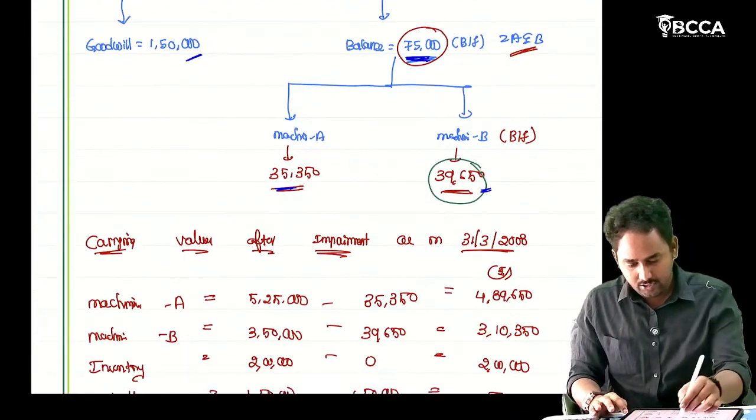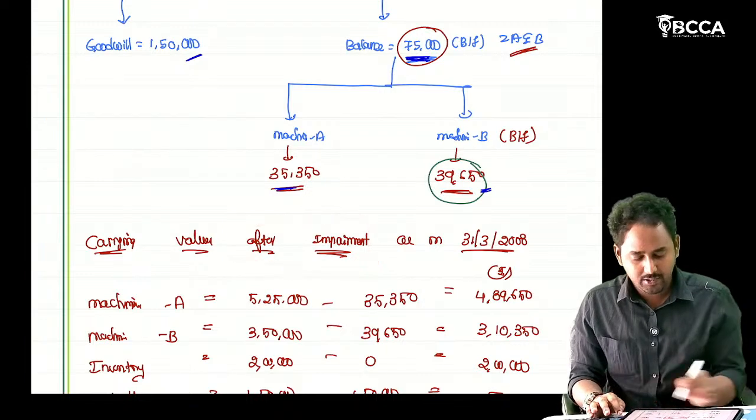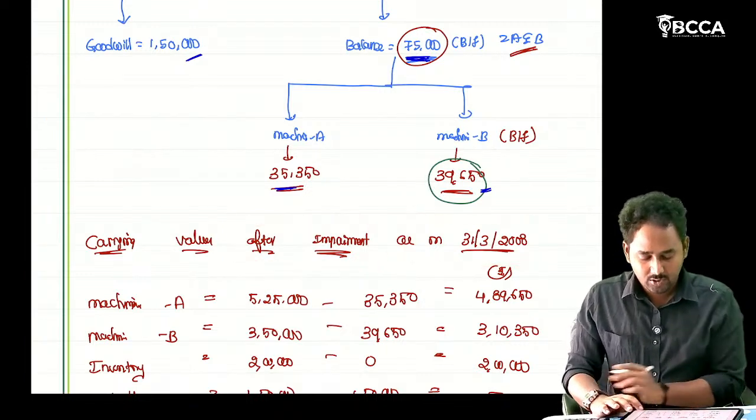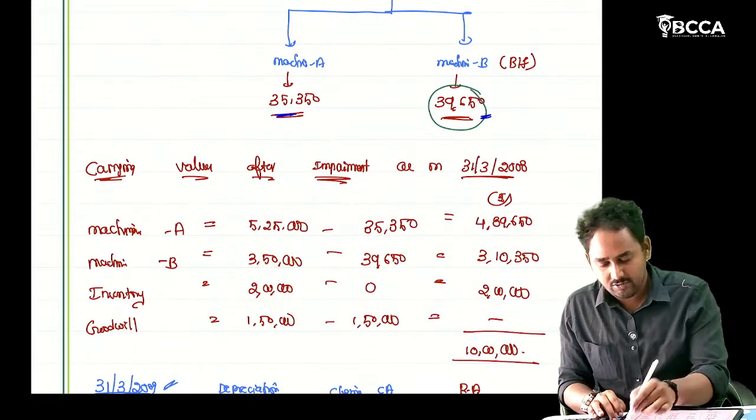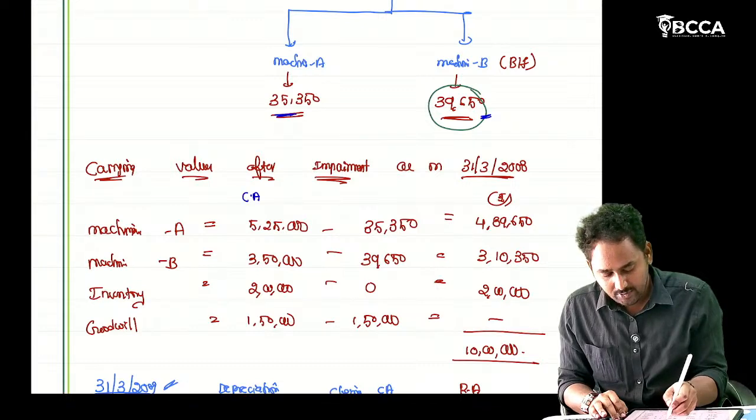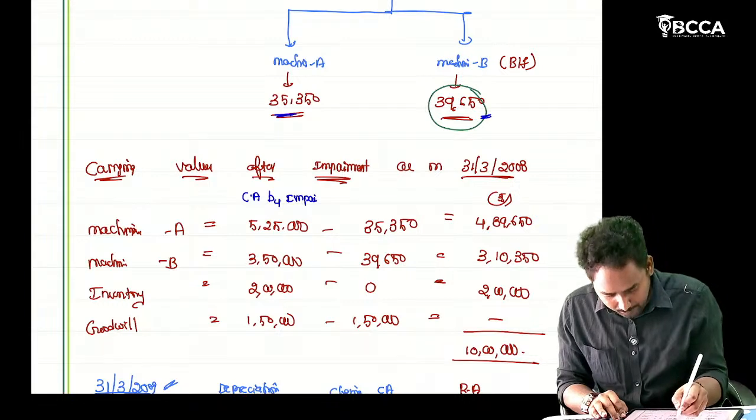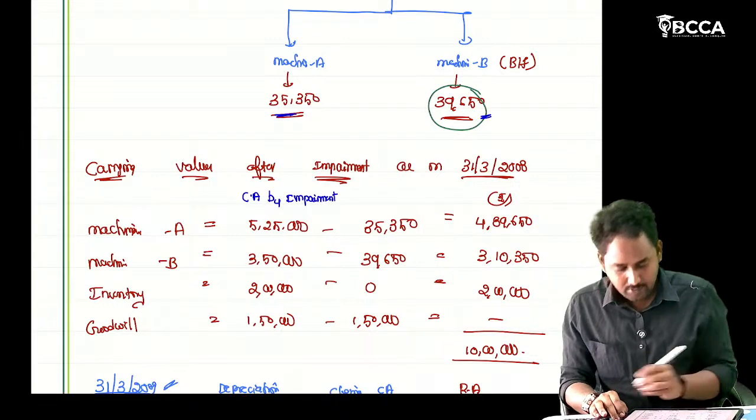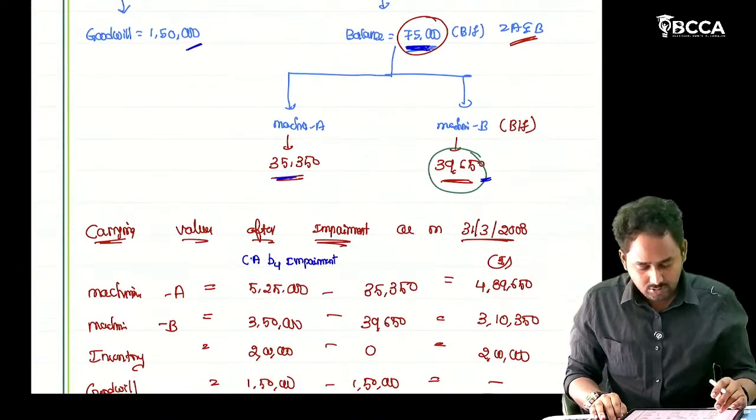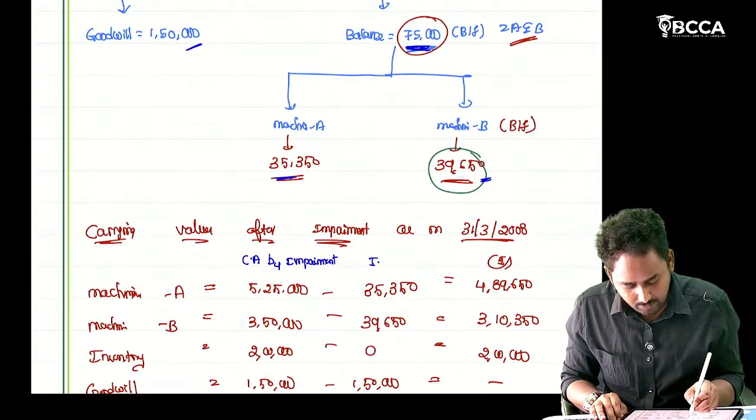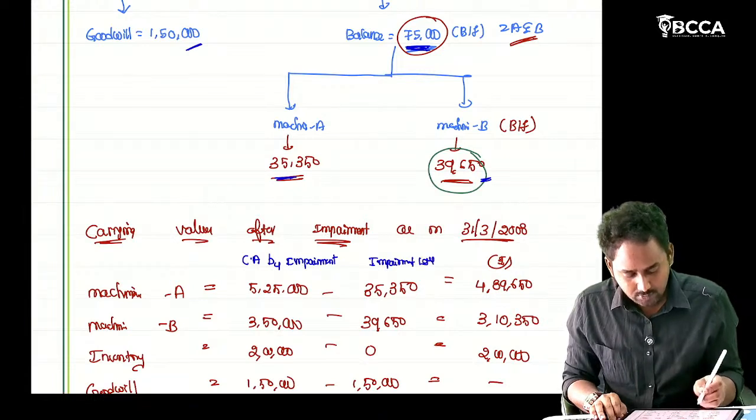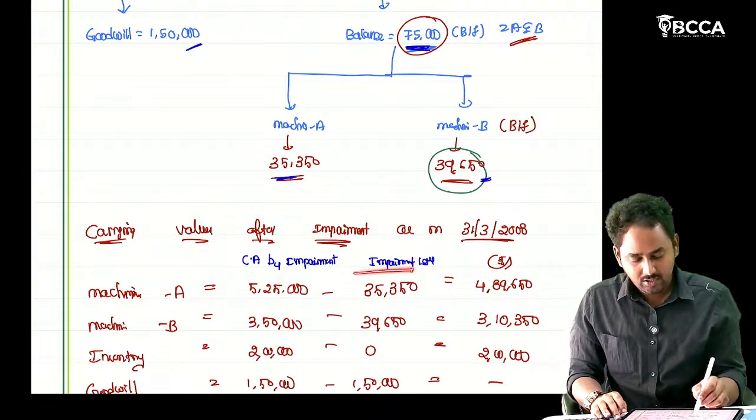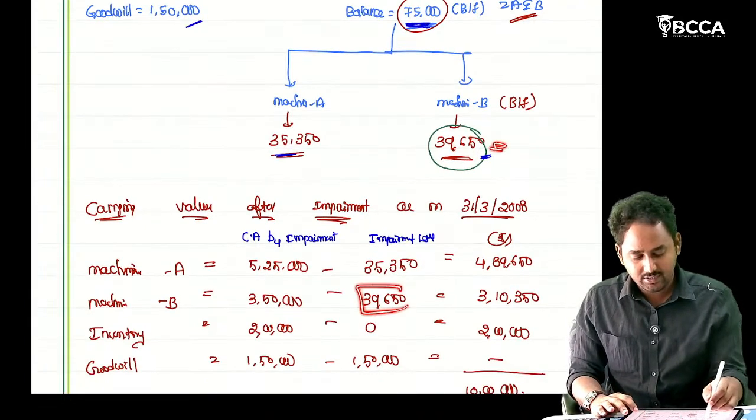Then let's find out the carrying amounts after impairment as on 31st March 2008. So machinery A 525, B 350, and these are carrying values before impairment. And what are these other values? These are called impairment loss. So what is the impairment loss for machinery A? 35,350. Machinery B 39,650.